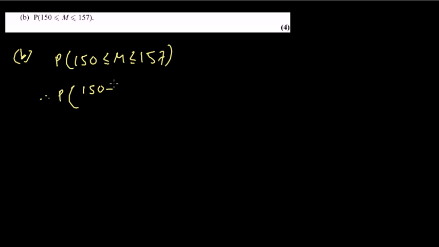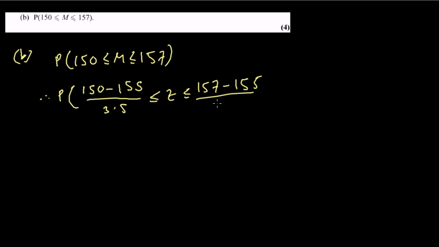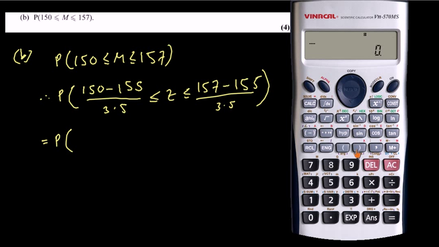So minus 155 divided by 3.5. So this would be 157 minus 155 divided by 3.5. Starting with the lower limit, 150 minus 155 is minus 5. So minus 5 divided by 3.5.